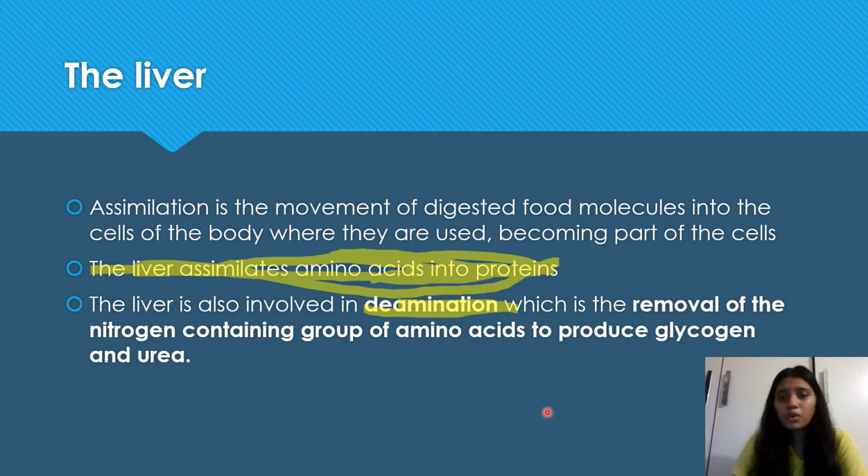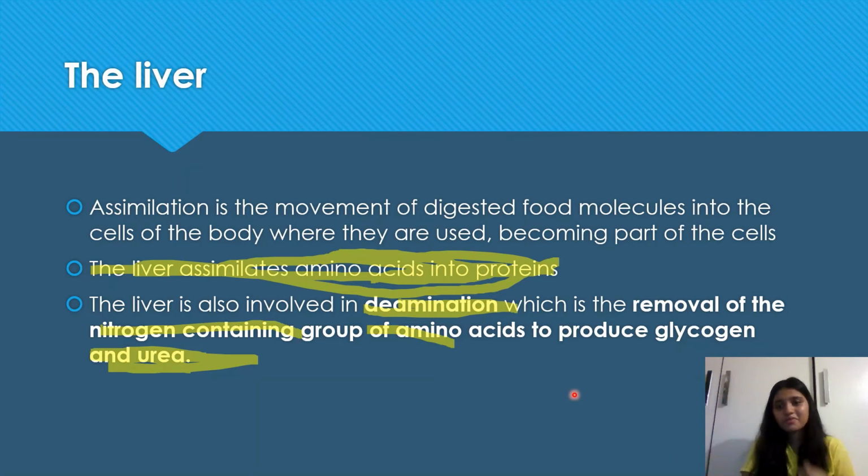So maybe if you want to give importance to certain words, you can probably write to produce urea and glycogen, because urea is a crucial part of this answer. Deamination produces urea from amino acids, removing the nitrogen containing group. Okay, so I suggest you learn this definition well, all the bold terms, etc. Very important, trust me. So that was basically your liver.